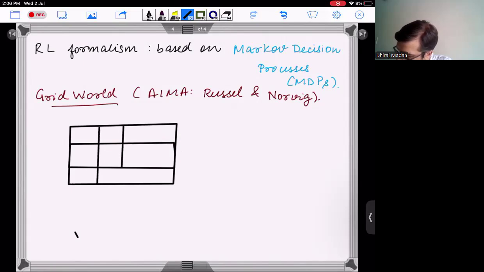So we are taking a 4x3 grid. Basically there are 12 cells, and you start from one of these cells. At every step, you can move either up, down, left, or right. One of the cells is not accessible, so I'm just marking the cell. This is somewhere you cannot reach. This cell is not available, but you have started from this cell.